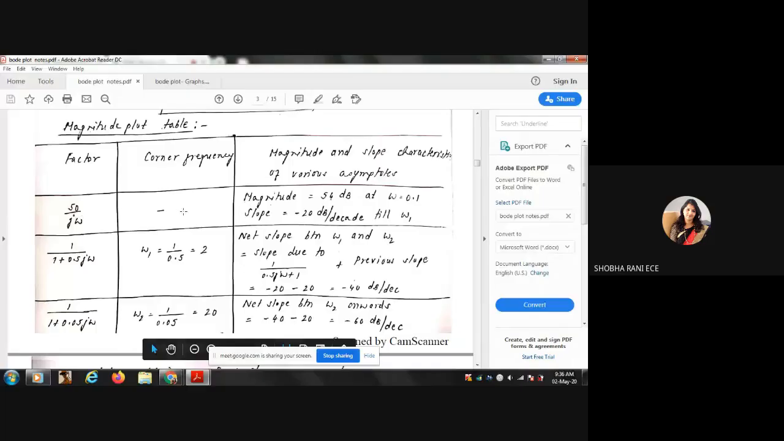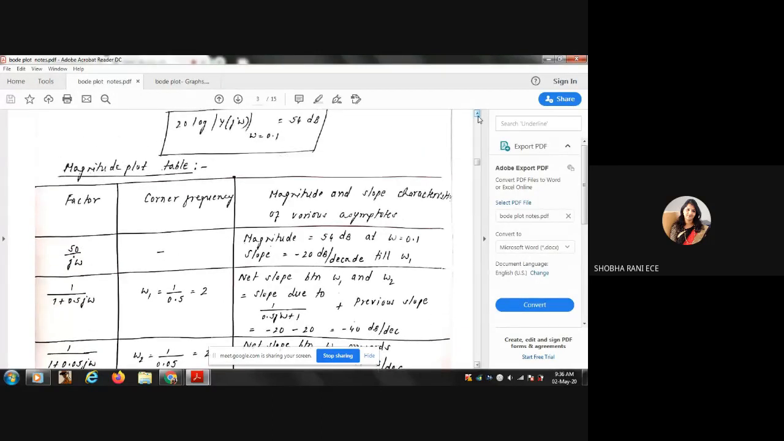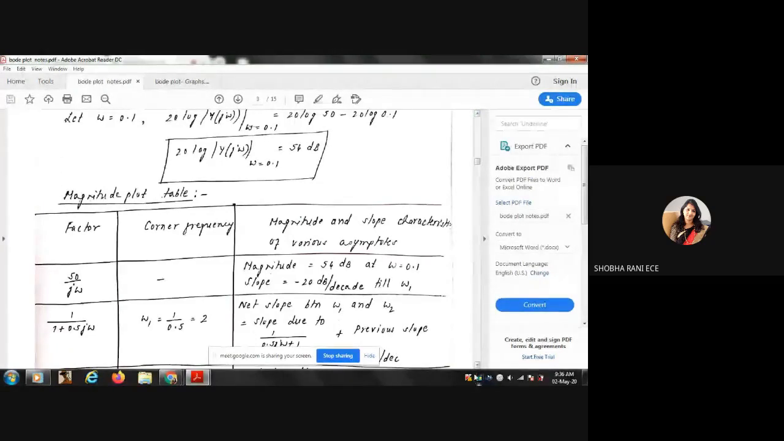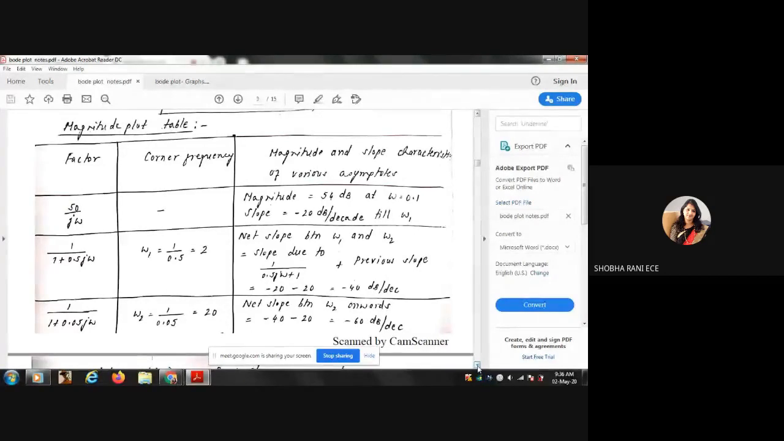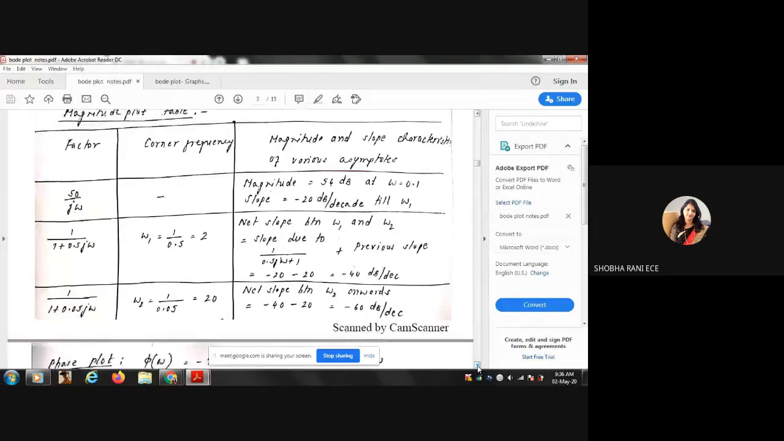You have to first find out for the first factor what the magnitude is. I taught you how to find the first value. You take the first factor as G of j omega, then find the magnitude of that. Then take 20 log on both sides, and evaluate it at omega equal to 0.1. I think you are aware of how to prepare the magnitude plot table. For the first factor, the magnitude is 54 dB at omega equal to 0.1.